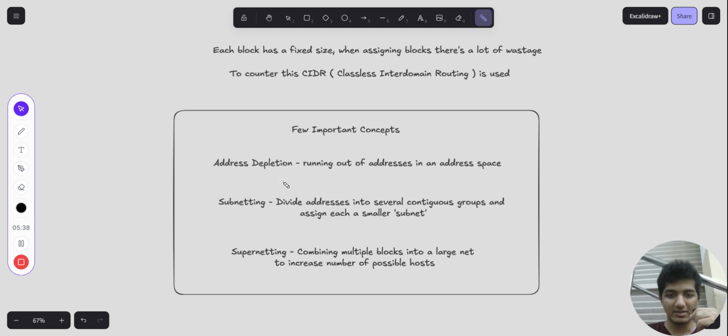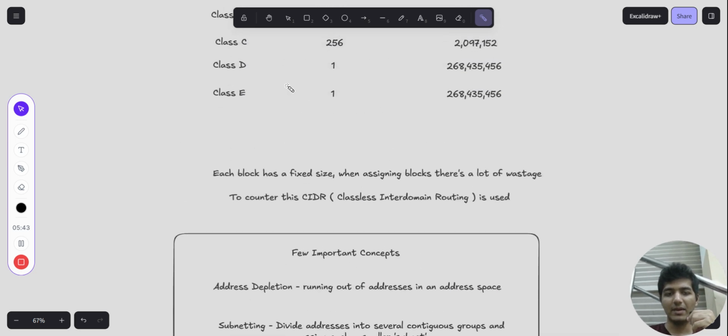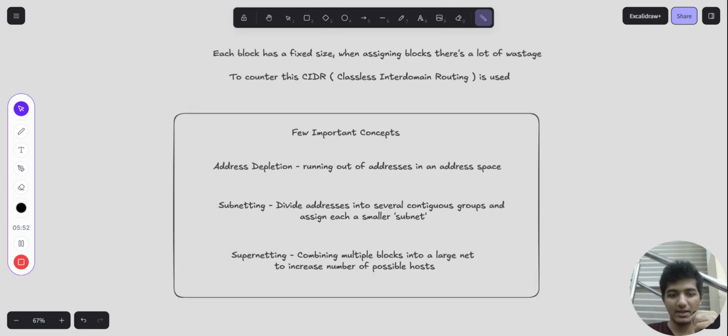The name is pretty self-explanatory: running out of addresses in the address space. So comparing to the earlier example, if the organization was using 250, then they would be running out of IP addresses for any future hosts.